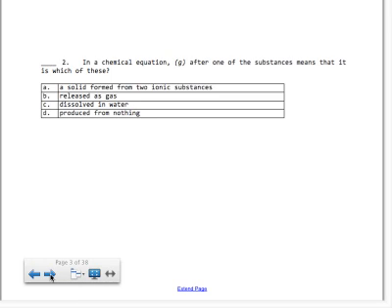In a chemical equation, lowercase g in parentheses after one of the substances means that it is which of these? Produced from nothing, that doesn't happen. Dissolved in water is aq, a solid is s, and g is a gas. So again, this is answer choice B for number 2.